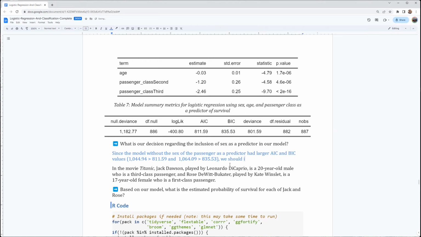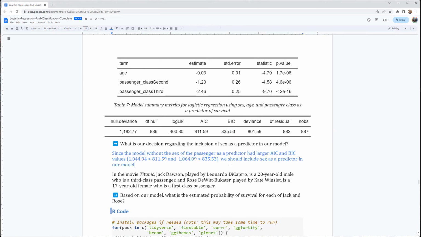This implies that we should include sex as a predictor in our model. Okay.